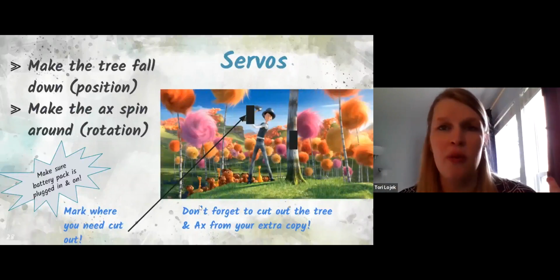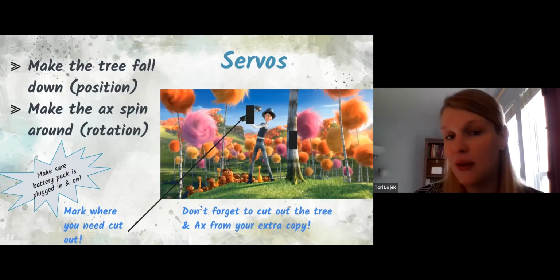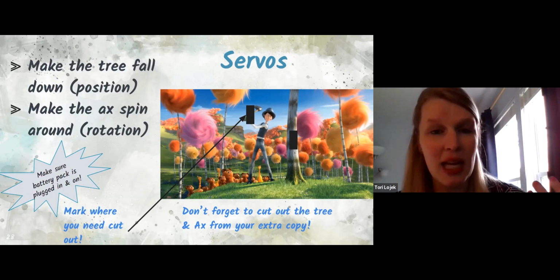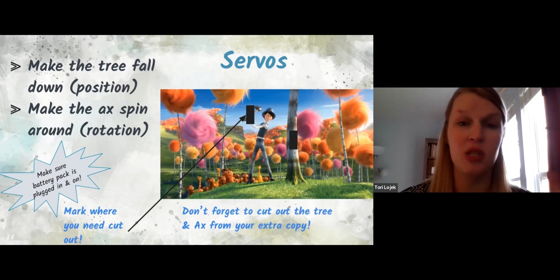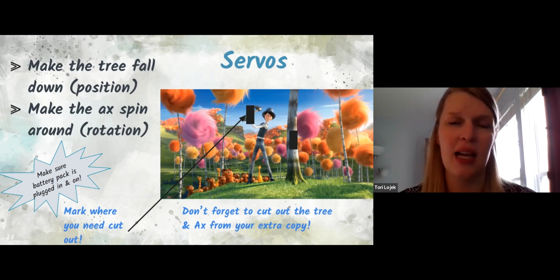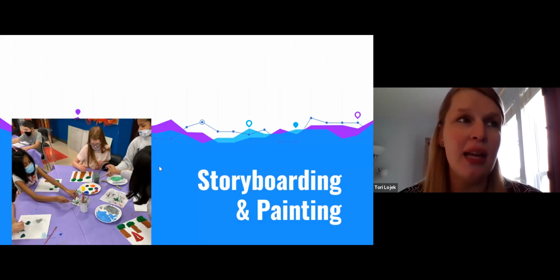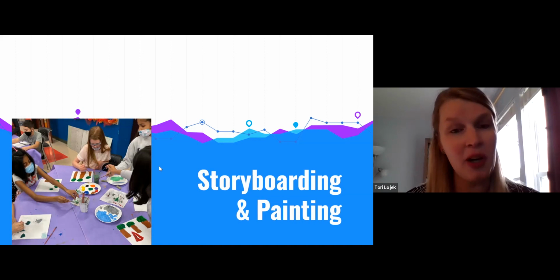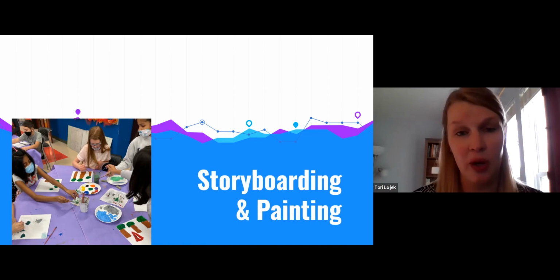Then we added in the servo part where they made their tree look like it was falling down and the axe look like it was swinging. That allowed me to talk about the two different servos. One spins around in a circle and one goes side to side. So incorporating that as well. Then we got to the fun part. They started creating their story for their box.